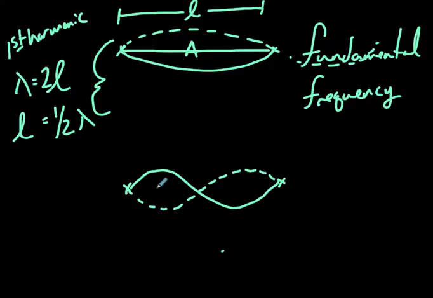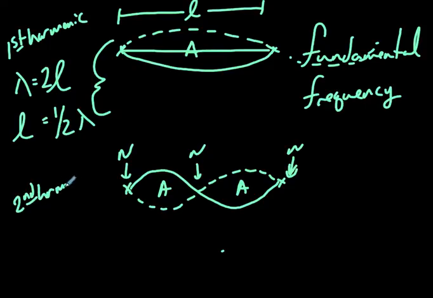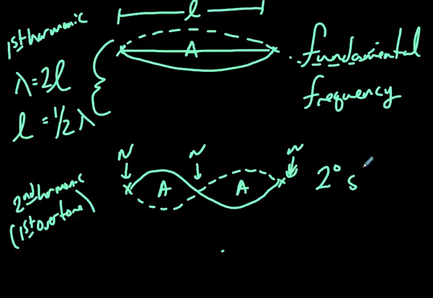So what's going on here is basically here's your string, and it's just oscillating up and down like this, okay? And you have now got 3 nodes, right? So you've got N, N, and N, and you've got 2 antinodes, okay? This is called the second harmonic, sometimes called the first overtone. I know there's lots of names for these because some come from music and some come from physics. And secondary standing wave is another name for it.